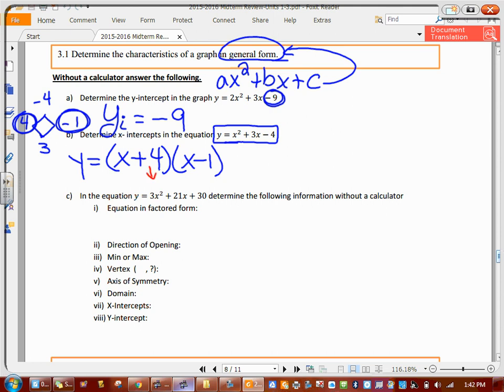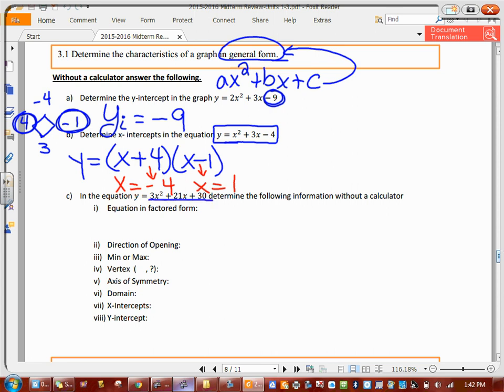The next one. This one does not want us to use a calculator. We want to do it by factoring. What is the first step for factoring we should always do? GCF. So we're going to divide this by 3 to begin with. So we're going to get 3x squared plus 7x plus 10. And of course it's y equals.